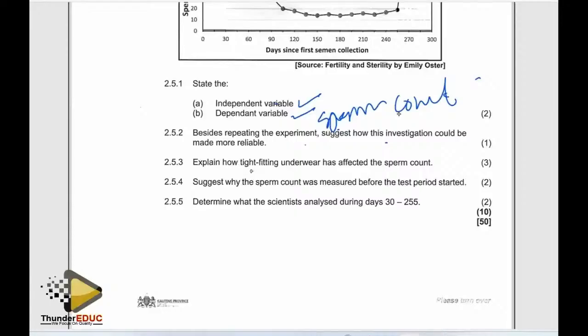Let's go. Explain how the type, so we have said it, talked about it. Suggest why sperm count was measured before the test period. The reason why they measure the sperm count is to bring about the baseline for comparison. Yes, to compare the results. How do you know that this effect is as a result of the type of underwear? We have to know before and after.